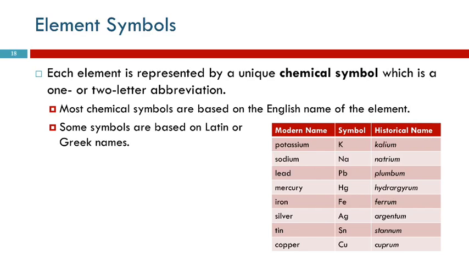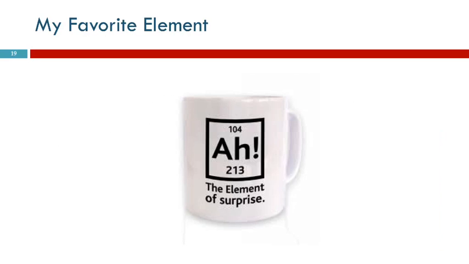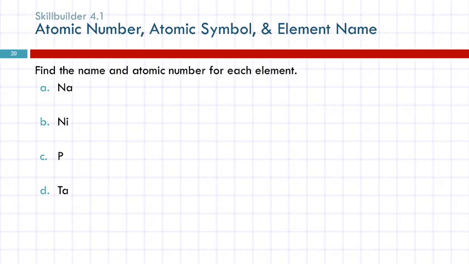Okay, we need to know the element names and symbols. This is my favorite element. Okay, I got 2 giggles. Good enough. So find the name and atomic number for each of these elements.